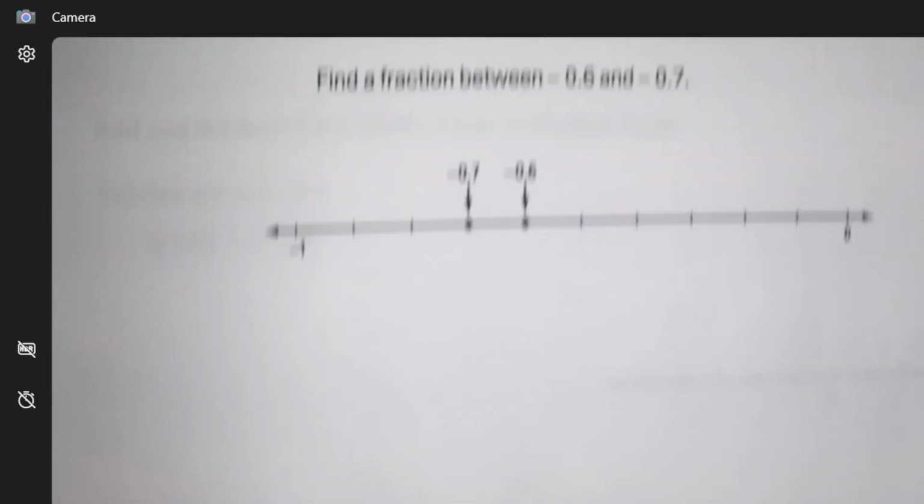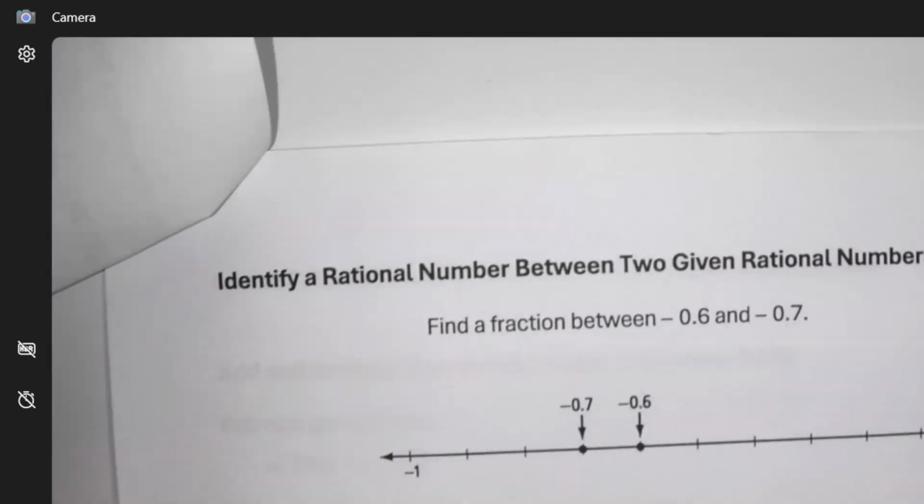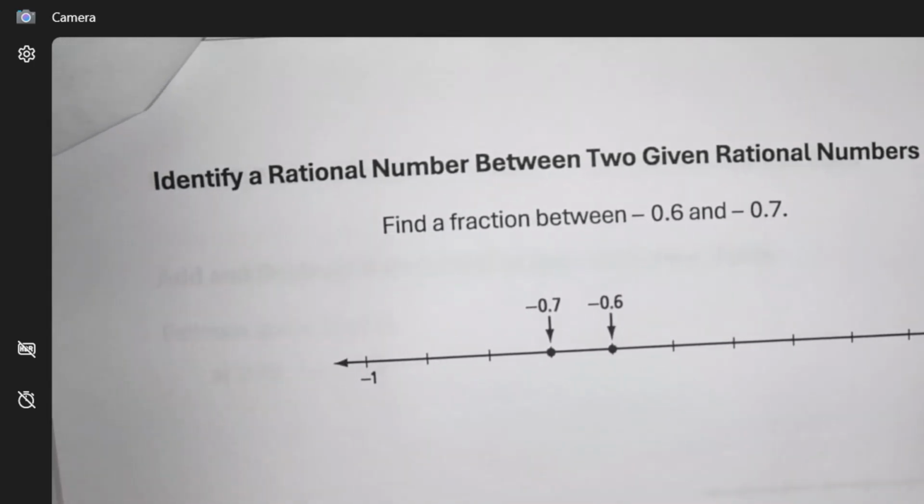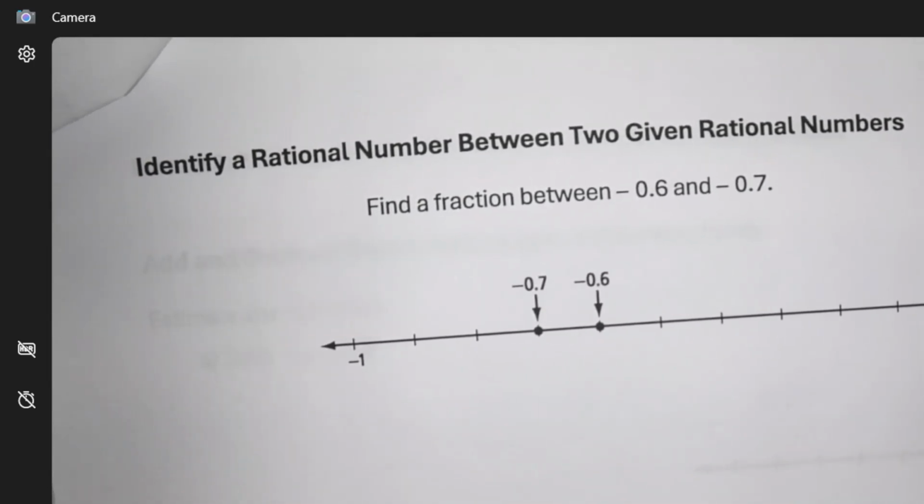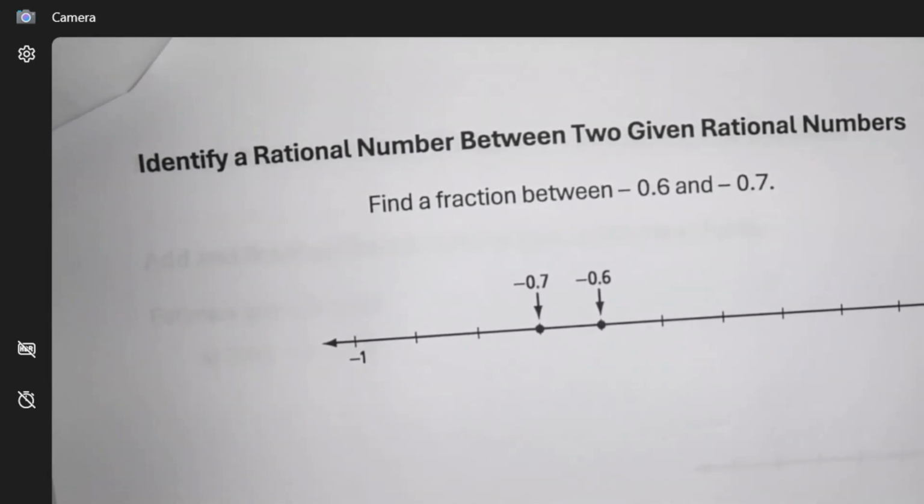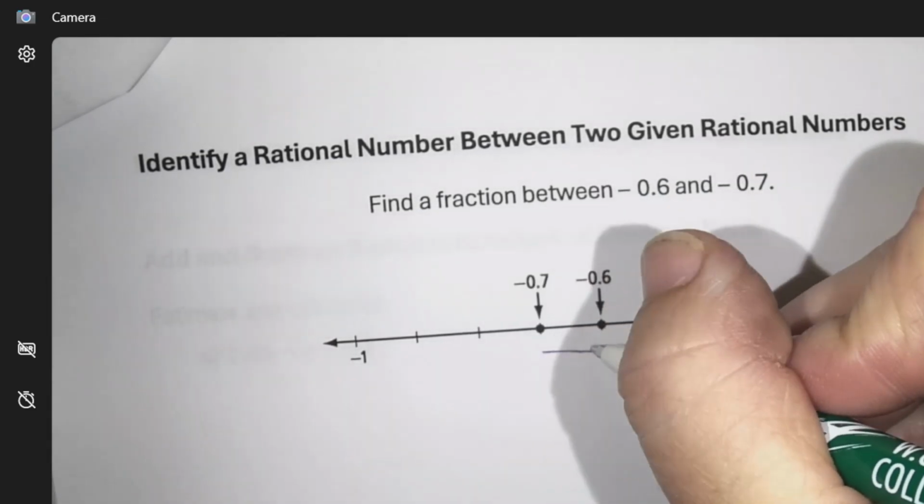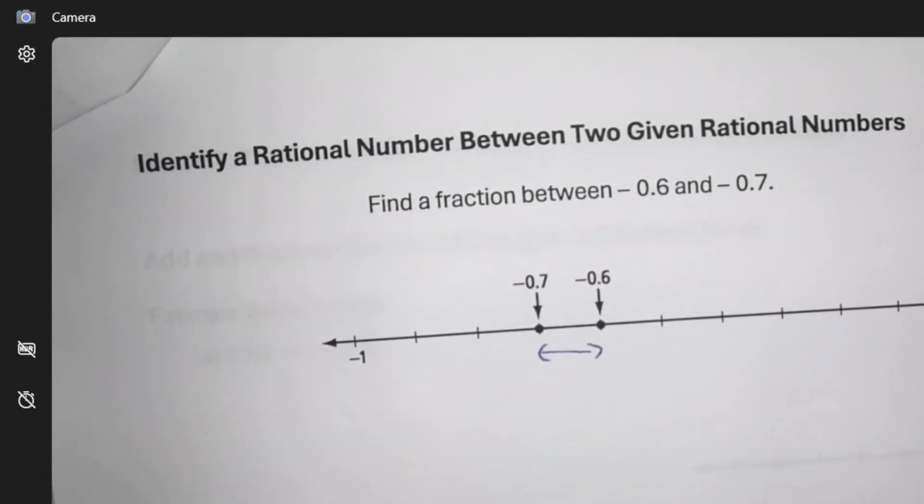All right, what else we got? Identify a fraction between these values. Okay, so first of all, can anybody give me a decimal that lands between somewhere?